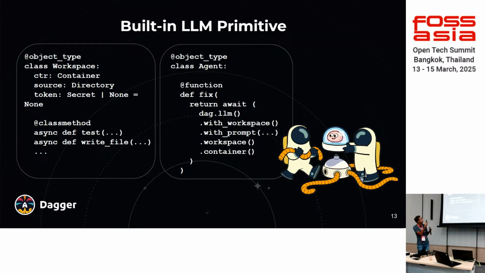If you look on the left side, you've got an example workspace module. We're setting up a container with some source, we're setting up some tokens, and we have a couple of functions there, like test and write file. These are tools, and when you connect the LLM to this workspace, it can explore the workspace and understand what tools are available to it. Then you can give it instructions and say, hey, this is the source code, these are the tools, I want you to do X, Y, and Z. We're going to show you this as well.